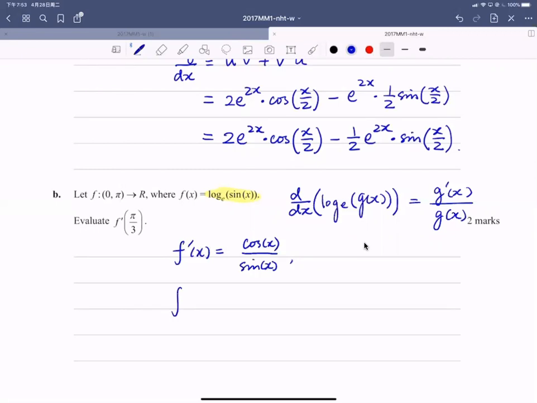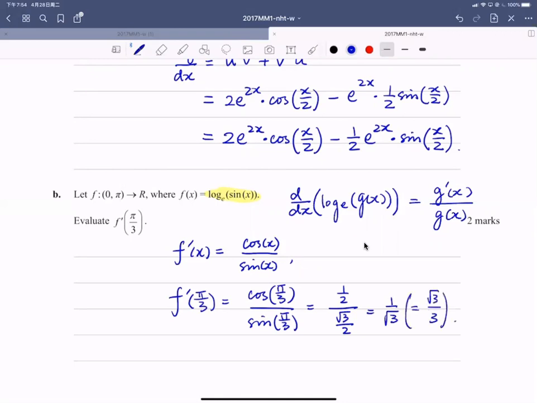And f dash of pi on 3 will be cosine pi on 3 divided by sine pi on 3, which is half divided by root 3 on 2, which gives you 1 over root 3 or root 3 on 3. Okay? That's it. Very easy.